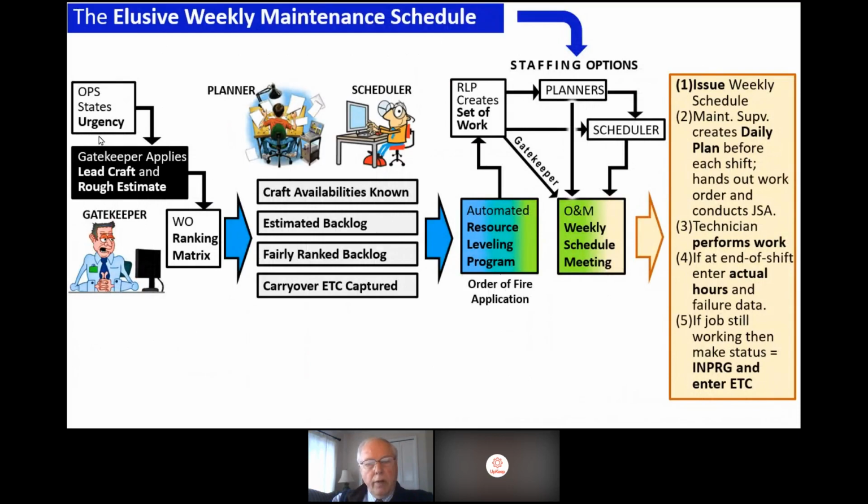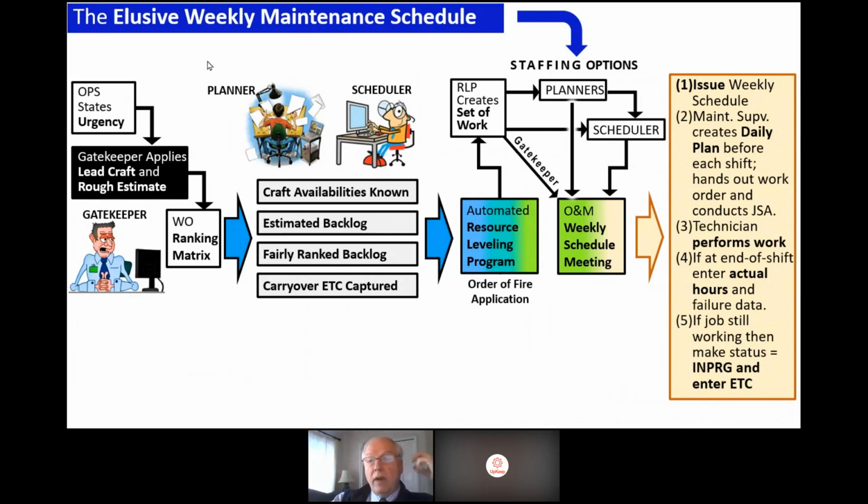The inputs we need are the craft availabilities, the backlog of estimates is properly ranked, and we've captured the ETC, the resource leveling program. The staffing options, now that's important. We can utilize this solution different ways depending upon the staffing that we do have.